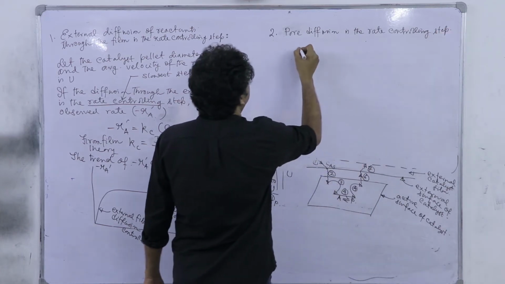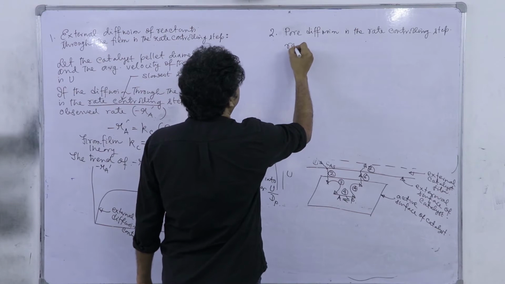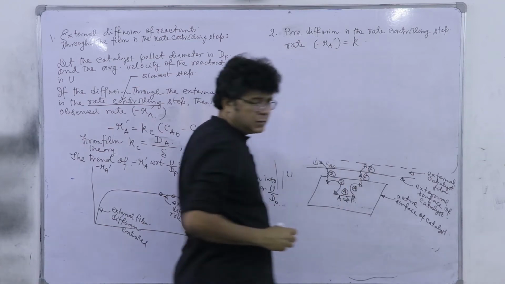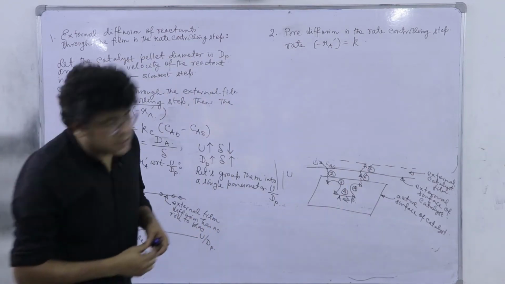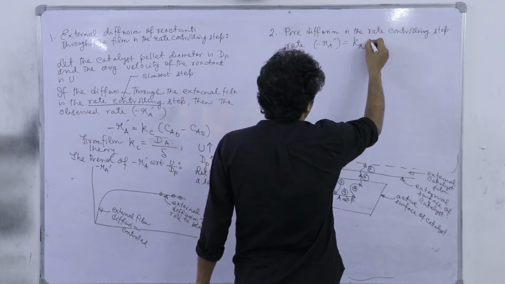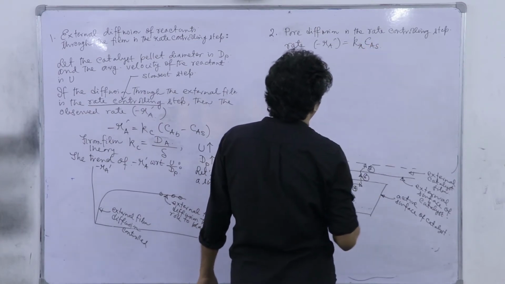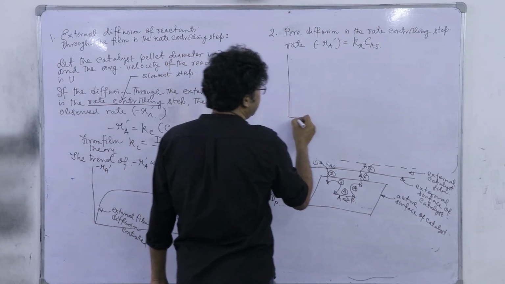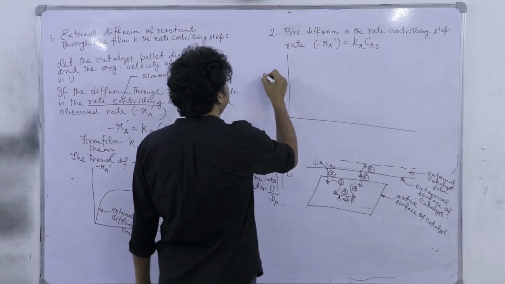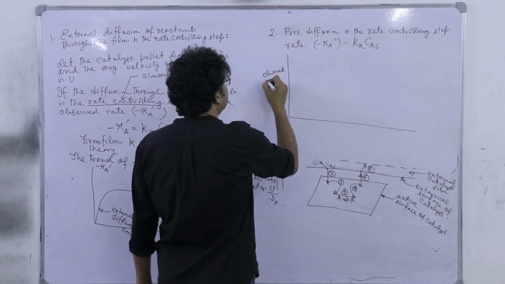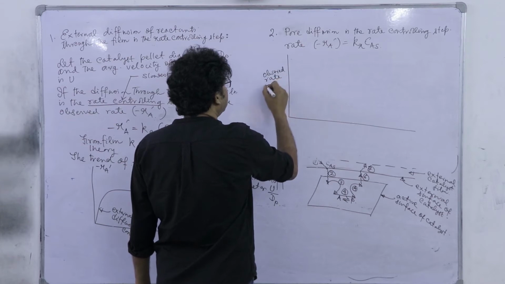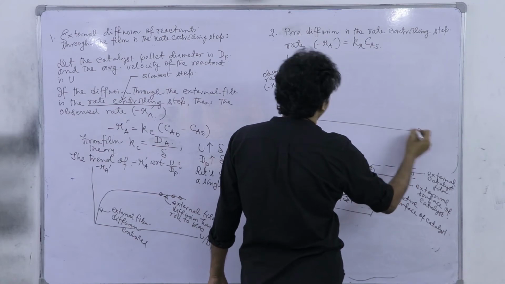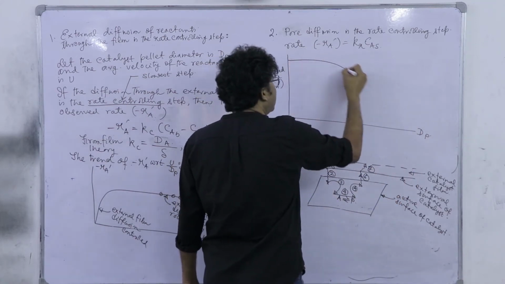Right. So, here the rate, which is minus R A prime, is equal to, let me check what notation I have used, Kr. So, Kr into Cas. Right. Now, how will this Kr, or observed rate, vary with dp? So, the variation will be like this.